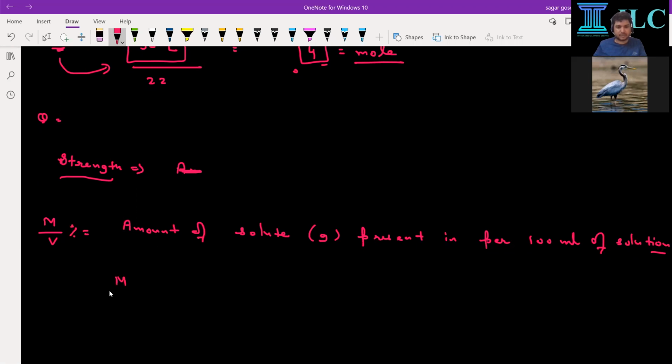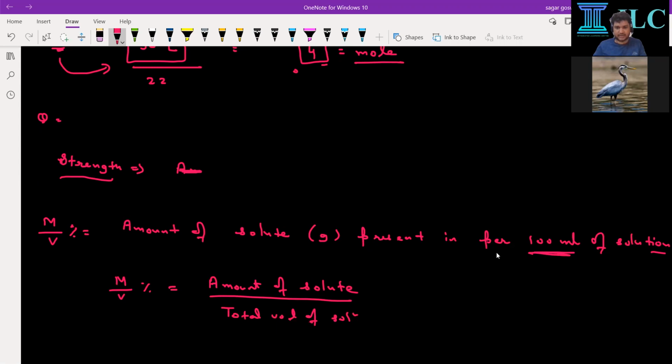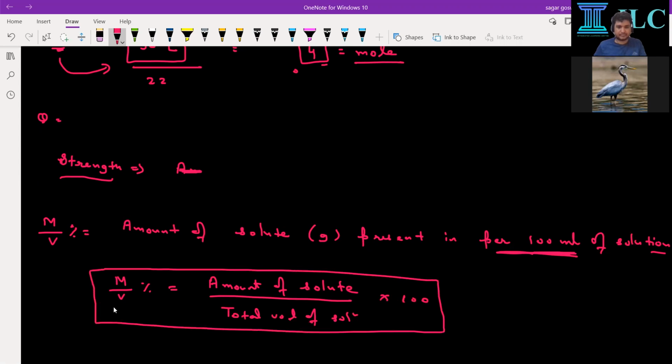So what is the mass by volume percentage? It is the amount of solute, like the amount of sugar, over the total volume of solution, water plus sugar. For the definition we take the standard of 100, and multiplying by 100 you get the mass by volume percentage. So this is the mass by volume of the solution.